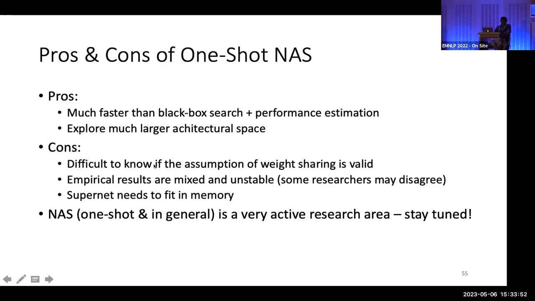But the cons of these methods is it's difficult to know that these methods are valid, right? In a sense, you're assuming that the large network and the small network share the same weights, and because they share the same weights, they have similar properties. And actually, there's a lot of empirical results that are mixed in this area. Some are saying this really works, some are saying, hey, it doesn't really work. Another con is that the super network is usually very big. So there's a lot of work in making it fit in memory. But yeah, in general, this is a very popular research area and things are changing really fast.